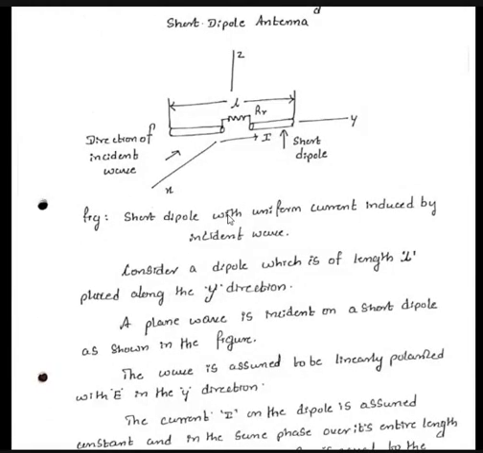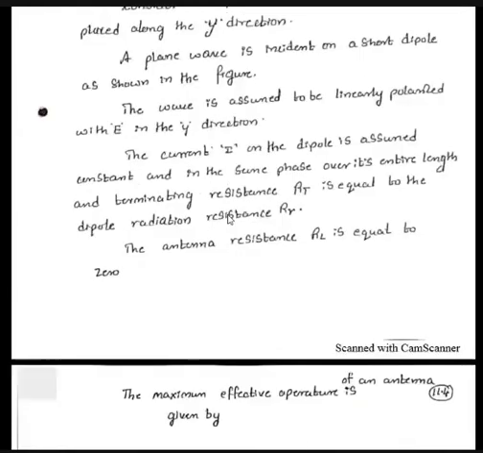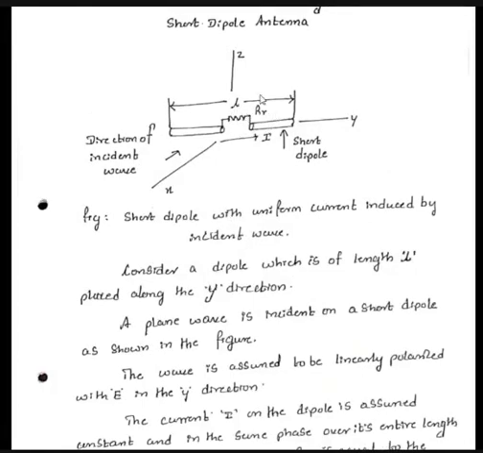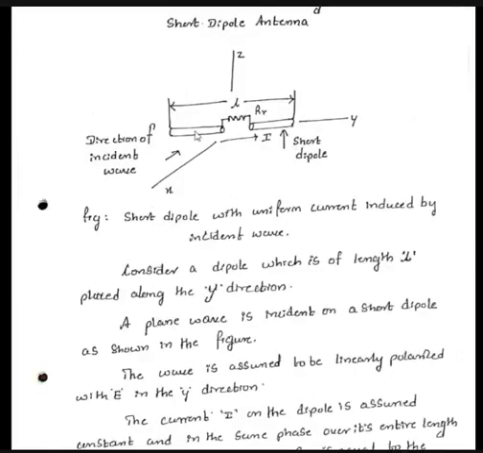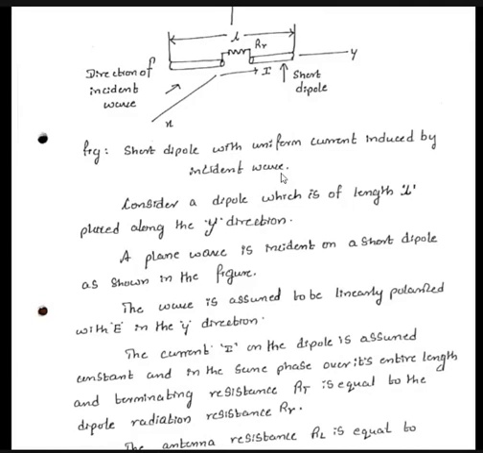Now we want to understand what exactly is the voltage induced in this short dipole of length L. Before that, we have certain assumptions to take care of. The radiation resistance, represented by capital R with the suffix small r, is equal to the terminal resistance. That is one assumption. The current in this short dipole, placed along the Y direction, is assumed to be constant, and the phase is also the same over its entire length. That's the assumption here.